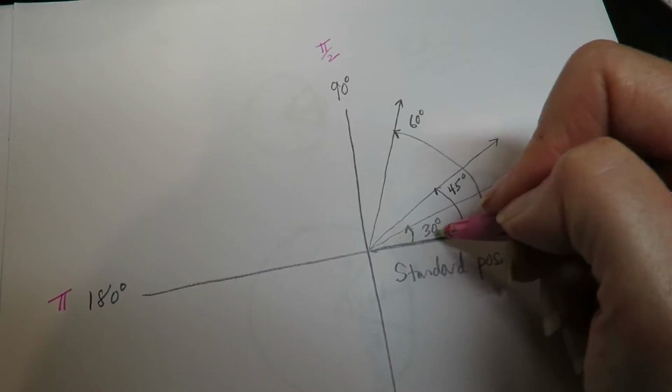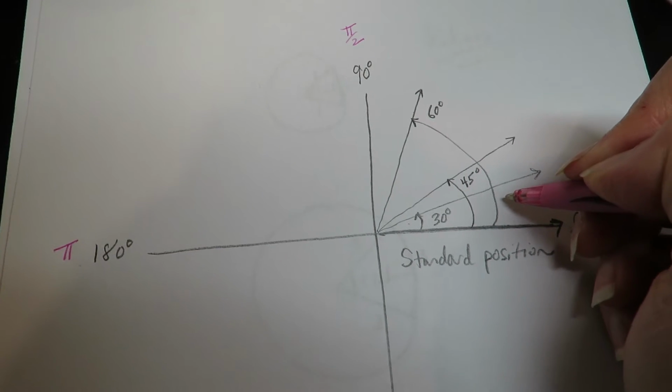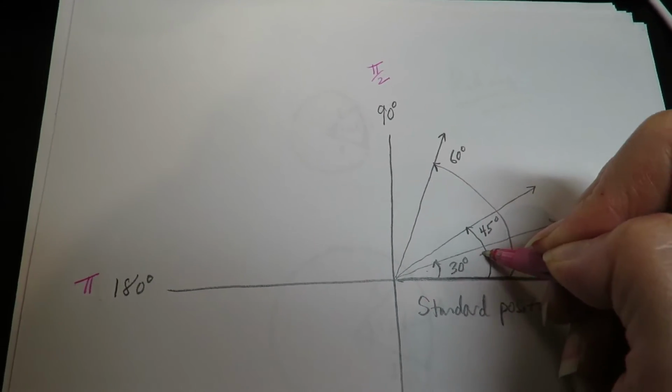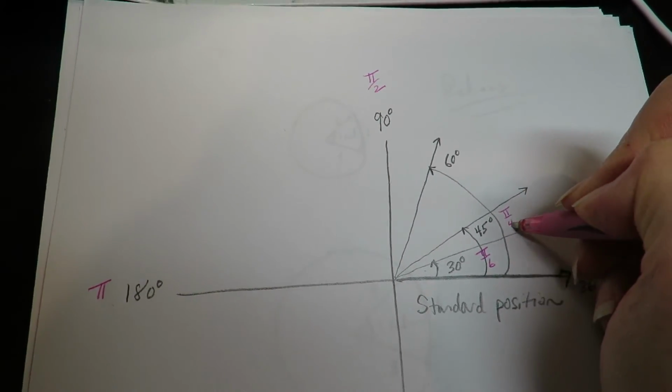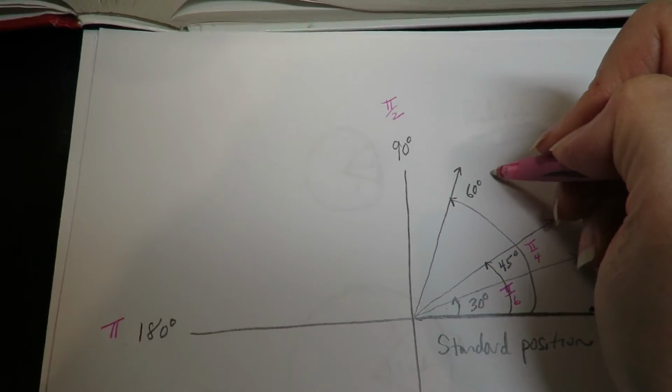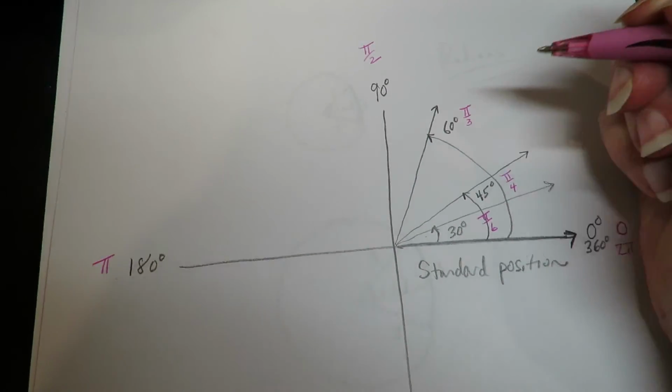Let's do the little subcuts. So 30 degrees is equivalent to pi over 6 in radians. And 45 degrees is equivalent to pi over 4. And 60 degrees is equivalent to pi over 3.